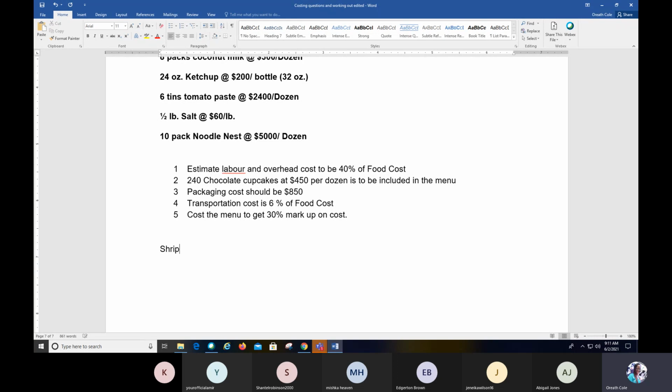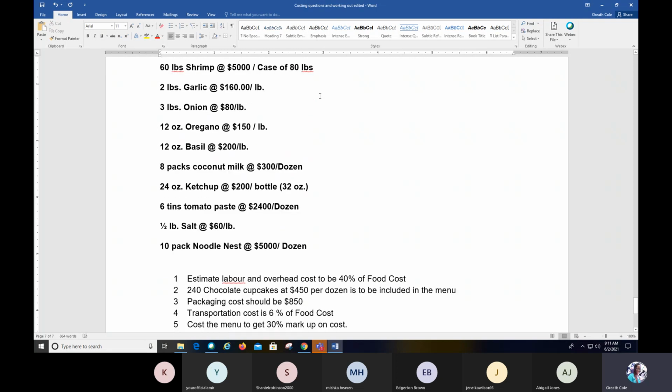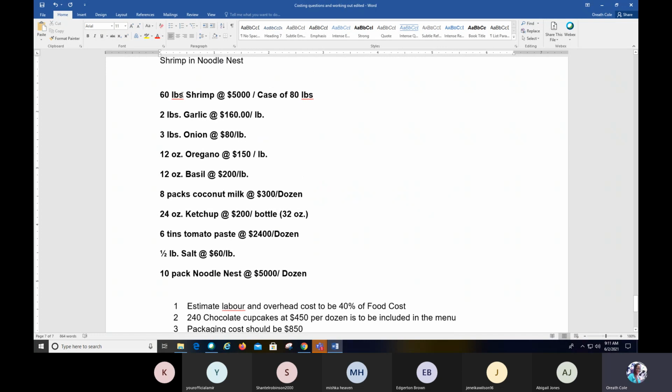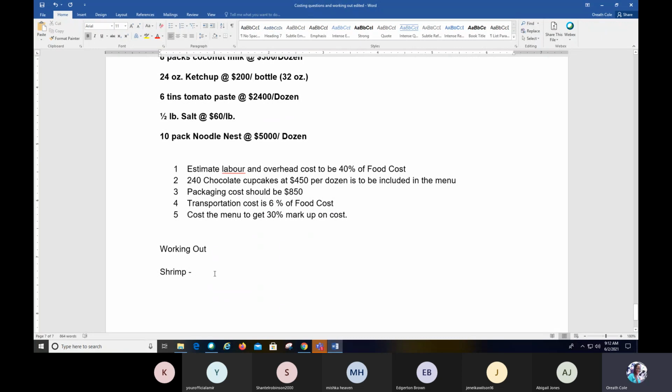So the shrimp, we know this is what we know: 60 pounds of shrimp is needed, the shrimp is $5,000 per case, and it's 80 pounds in the case. How can we find out how much 60 pounds of shrimp costs? What do you think we can do in order to find that out?